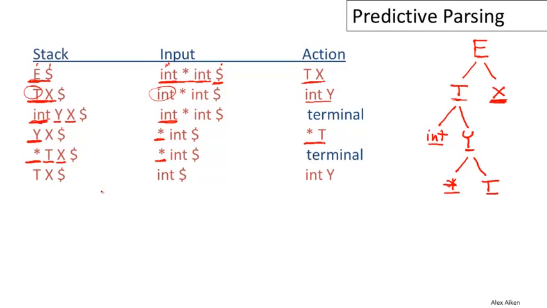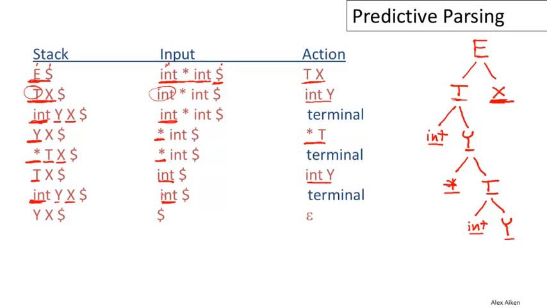Now we have T as our leftmost non-terminal. Int is the next thing in the input stream. And the table says, well, in this situation, we should use the production T goes to int Y. What does that mean? That means T gets popped off the stack, int and Y get pushed onto the stack. Notice that the stack is int YX, and the unprocessed frontier of the parse tree from left to right is int YX. Once again, we have a terminal on top of the stack. We match it against the next terminal in the input stream. They match. And now we have consumed all the input.